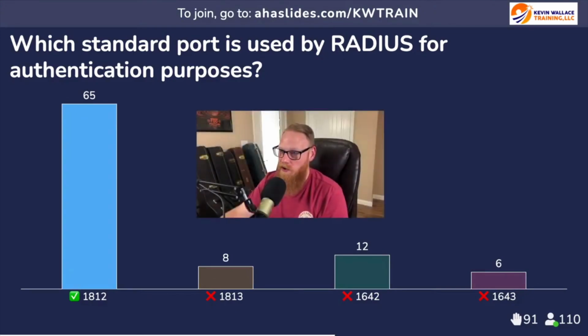Radius uses port 1812 for authentication. Port 1813 is used, but that is used for accounting. So some Radius servers, by the way, will also use 1645 and 1646. So you want to verify your server configuration if you're ever configuring Radius in a network. So it is possible to change those values, by the way, within Cisco IOS.